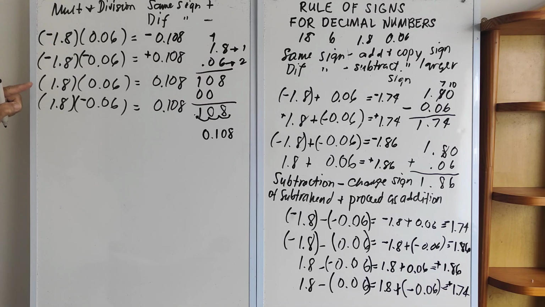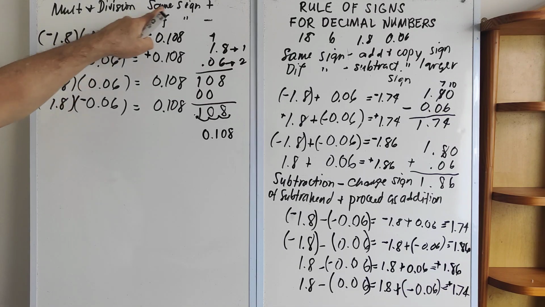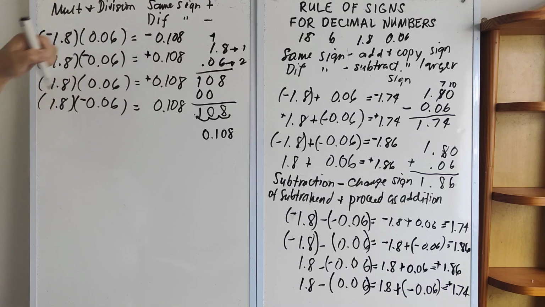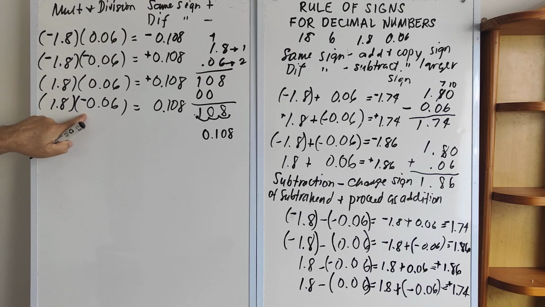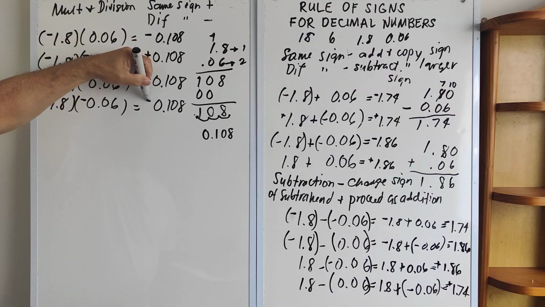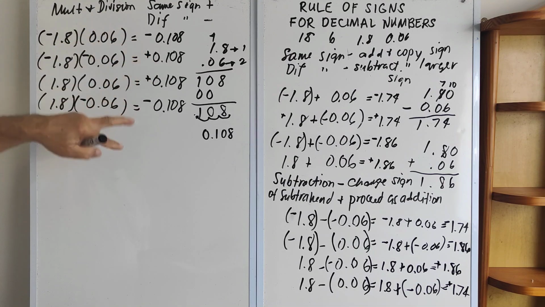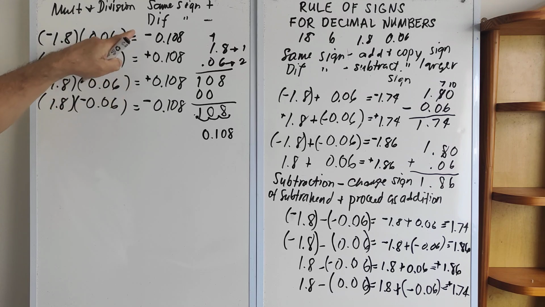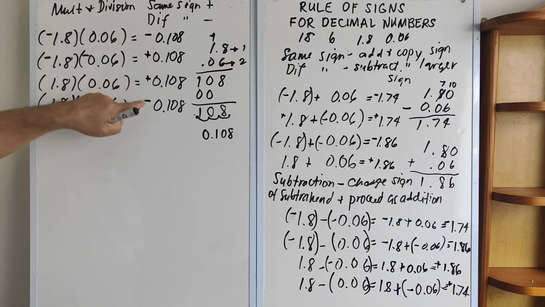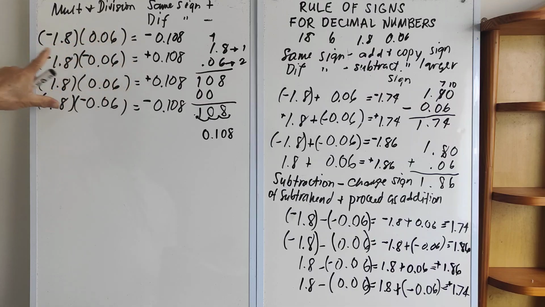In here, positive and positive, they have the same sign. So this is also positive. In here, positive and negative have different signs, so this is negative. So there should only be two positive and then two negatives. If there are 3 positive and 1 negative, or 3 negative and 1 positive, then you have it wrong.